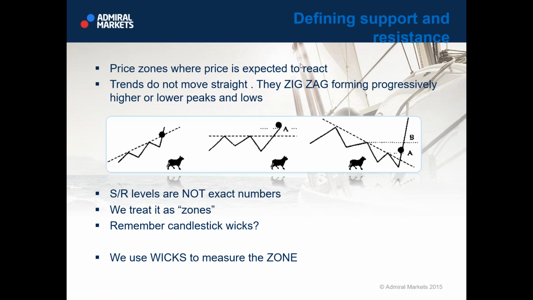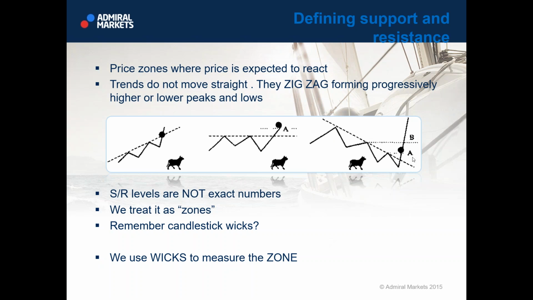Okay, support and resistance is not the specific level. Okay, those are price zones. Now pay attention. Those are price zones where price is expected to react. Okay, trends do not move straight. They zigzag, forming progressively higher or lower peaks and lows. Okay, these are the example of some trends: uptrend, sideways trend, downtrend.